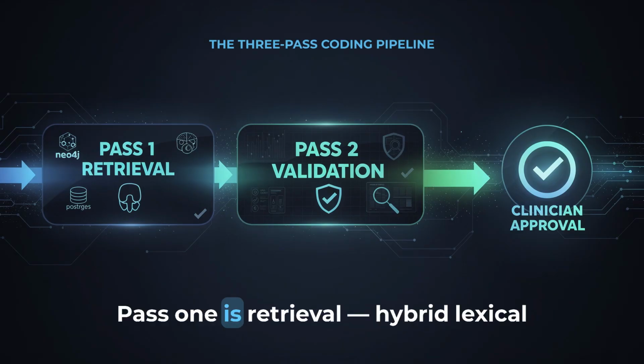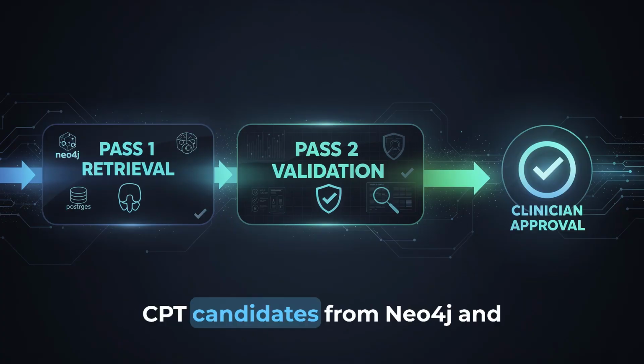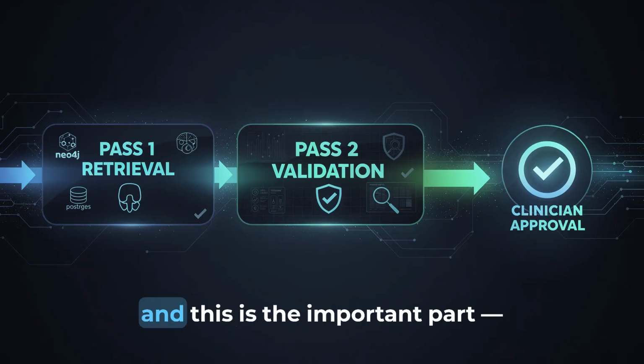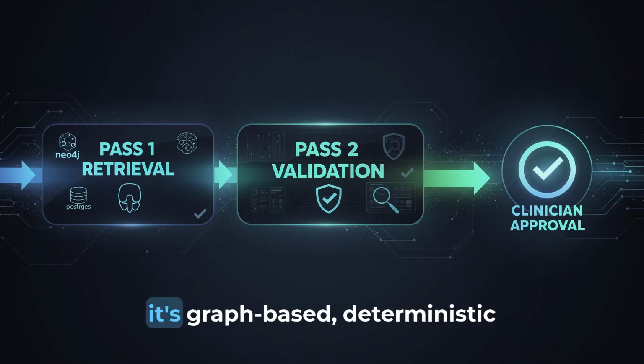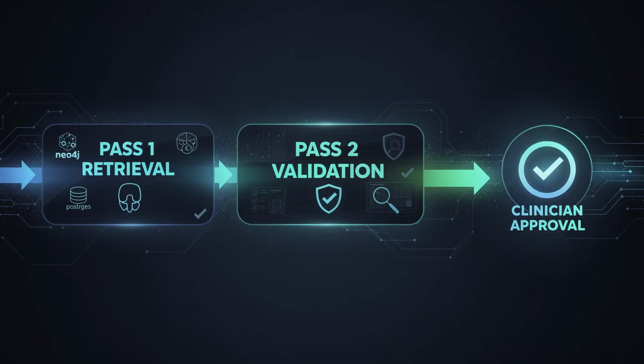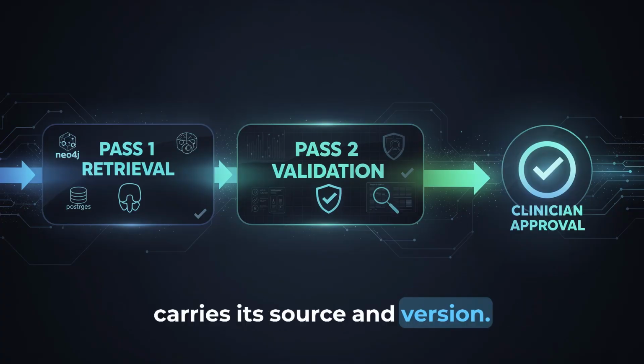Here's the actual pipeline. Pass 1 is retrieval. Hybrid lexical and semantic search pulls ICD and CPT candidates from Neo4j and Postgres. Pass 2 is validation, and this is the important part. It's graph-based deterministic compliance logic, not the LLM deciding what's allowed. Pass 3 is audit, attaching provenance, so every code carries its source and version.